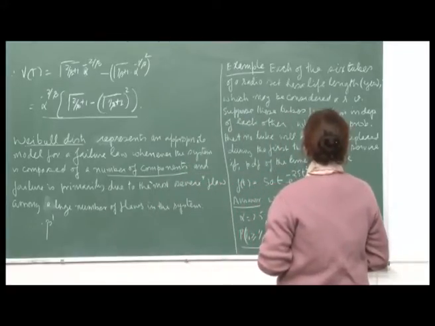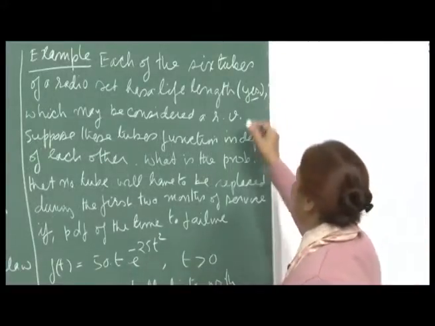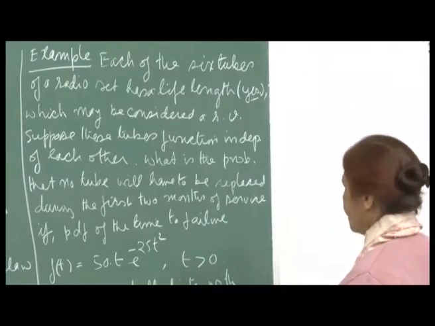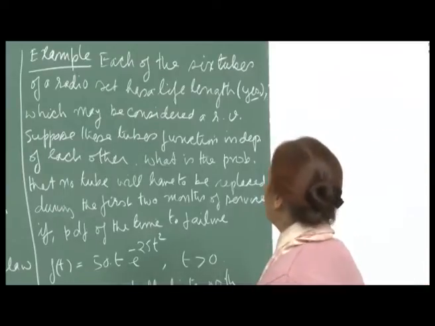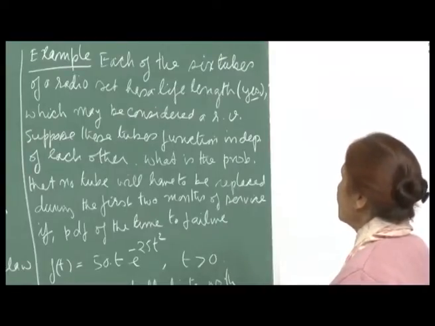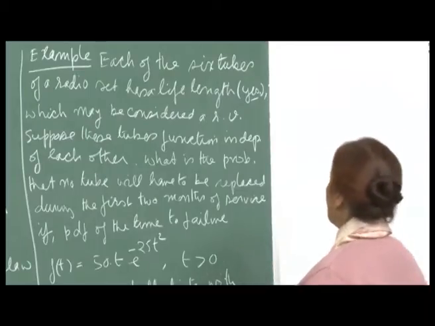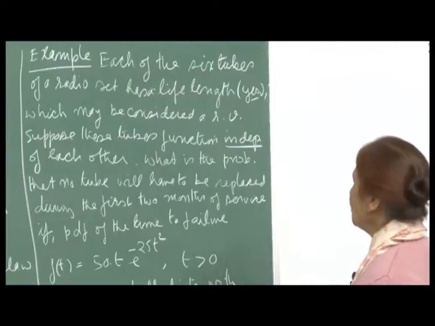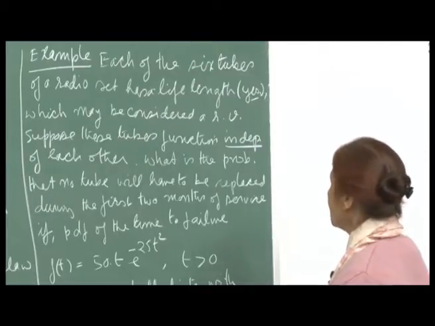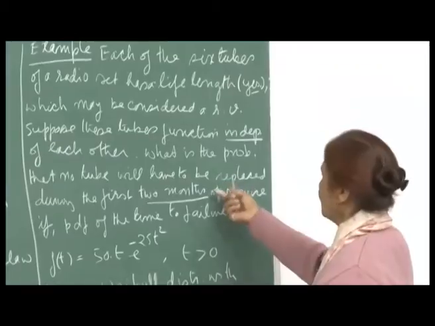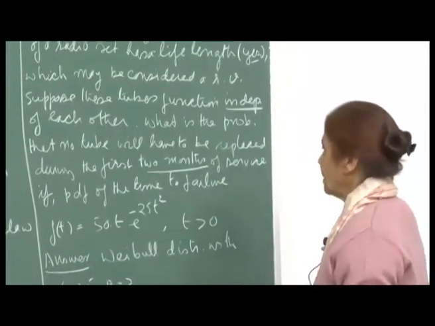Each of the 6 tubes of a radio set has a life length in years. So, our time unit is a year, and the lifetime of a tube in a radio set in number of years should be considered a random variable. Suppose these tubes function independently of each other. That is important. They are working independently of each other. What is the probability that no tube will have to be replaced during the first 2 months of service? We will have to translate this to years, because our unit of time is in years.